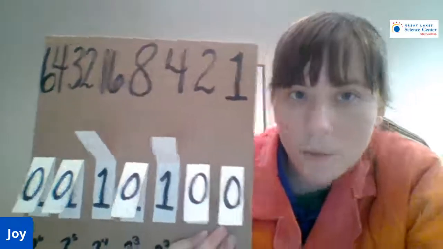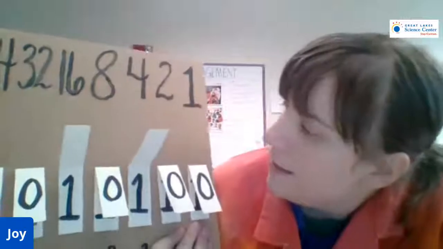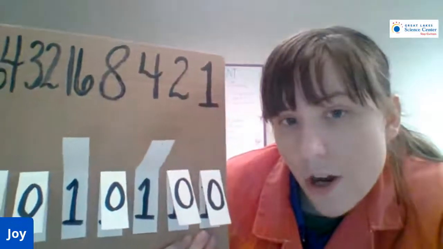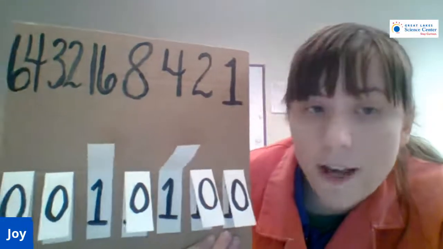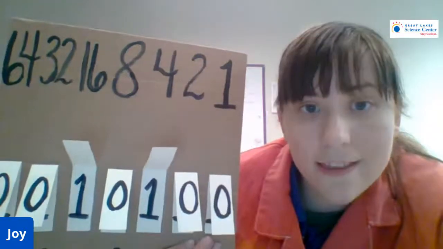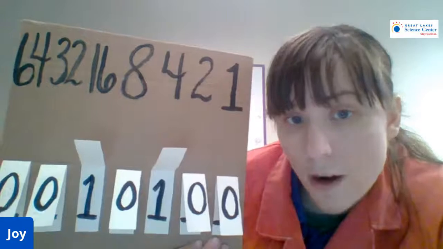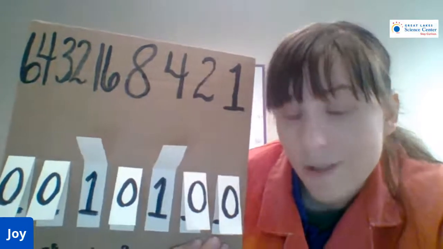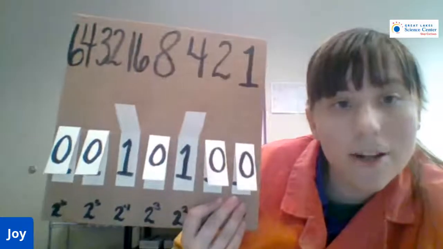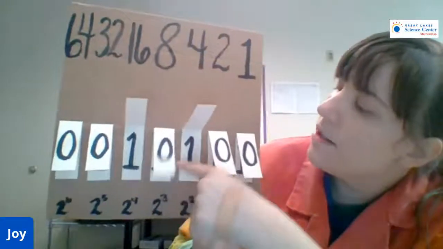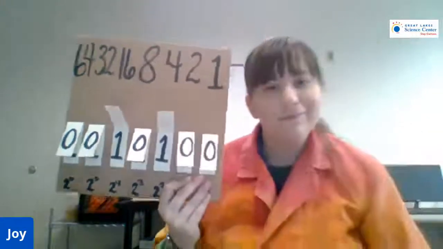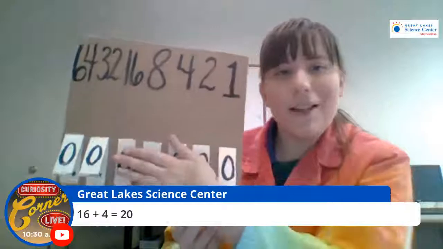So what's 16 plus 4? Because all of our other signals are off. So in order to find what this is in decimal, we just need to add the 16 and the 4. And 16 plus 4 is 20. So if you were to convert 20 into a binary number, it would be 10100. See? It's a little tricky.